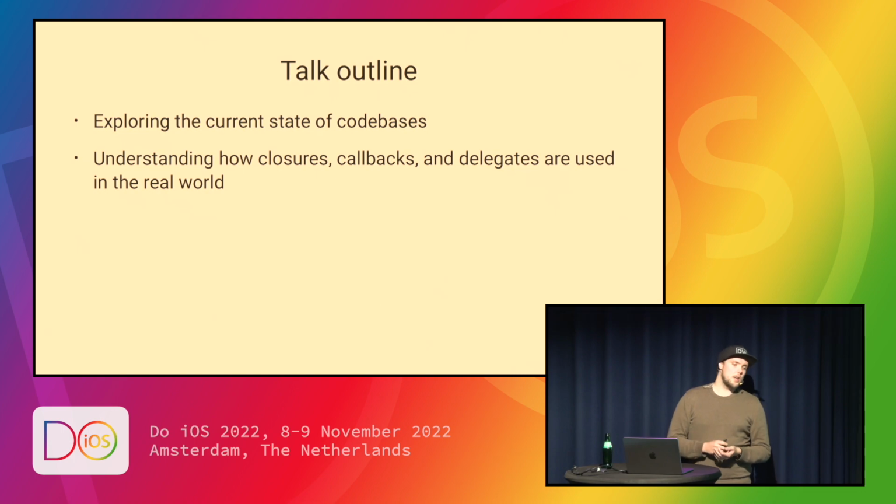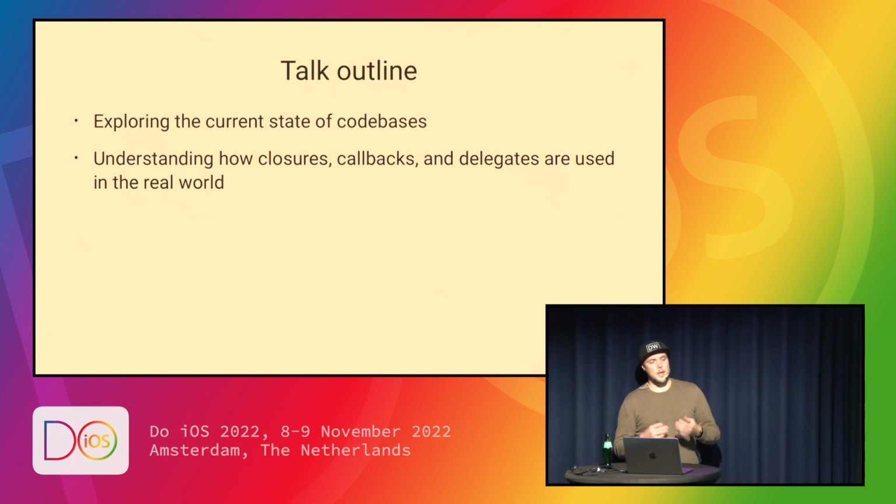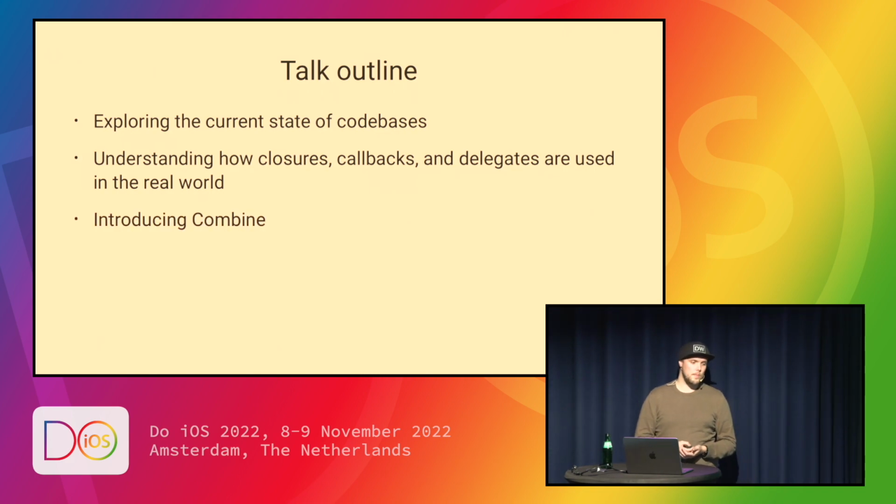And more importantly, we're going to look at how closures, callbacks, delegates, and all those are used in the real world, because those are actually the components or the parts of our code base that we're looking to replace when we introduce something like Combine or Async Await.